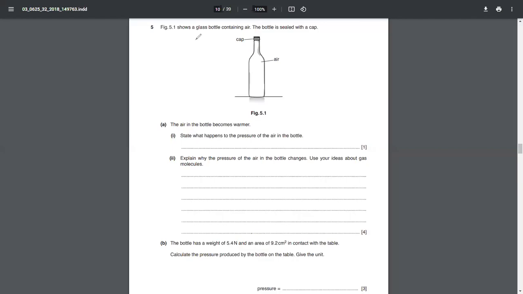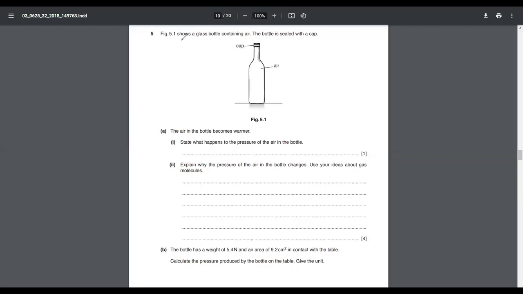Okay, now the question from March 18. It shows a glass bottle containing air. The bottle is sealed with a cap. The air in the bottle becomes warmer. What happened to the pressure inside? Once it is warm, it means that higher energy will be inside, so the molecules will move faster. So it means that the pressure will increase.